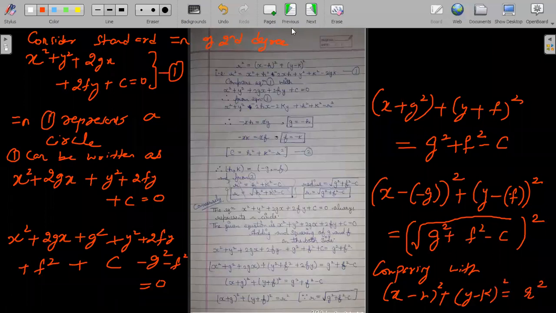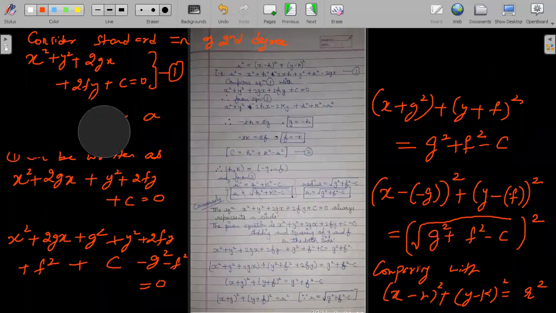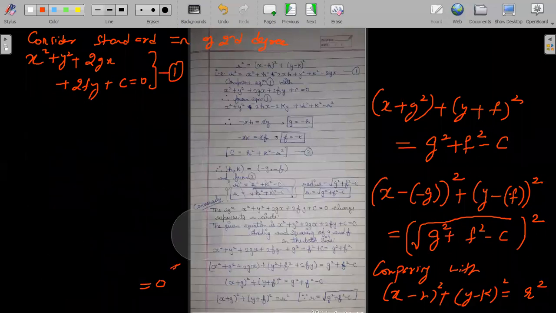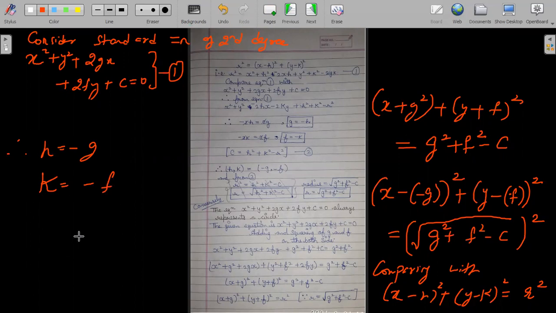Now can you tell me from these two equations what is the value of h? What is the value of h? h is minus g. Again, what is k? Minus f. What is r? r is the root of g square plus f square minus c, since r square was equal to that, so r is under root of g square plus f square minus c. This is the reason we took under root, because we needed the square of the radius.